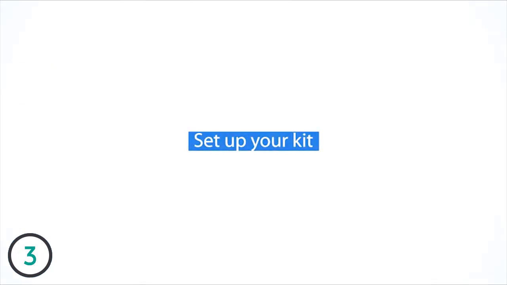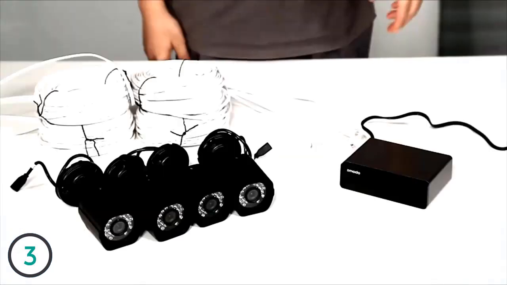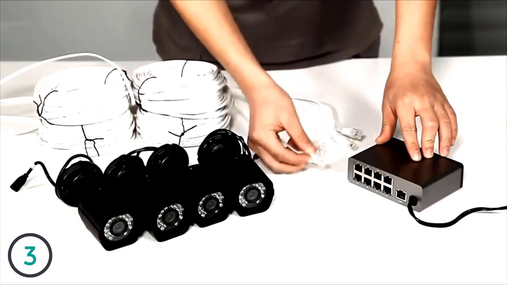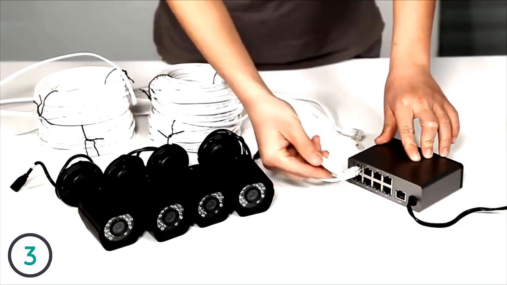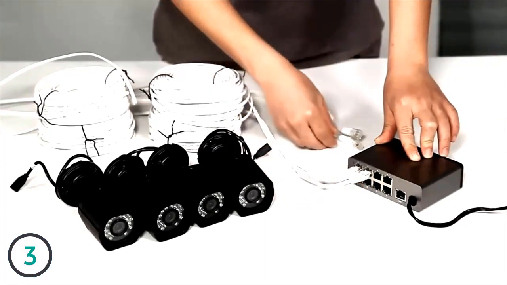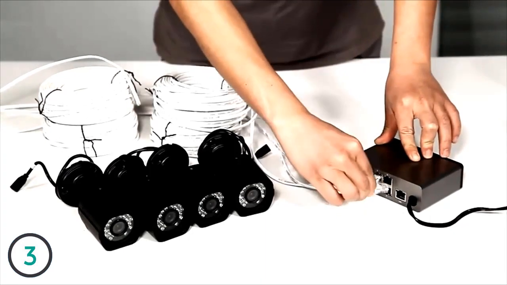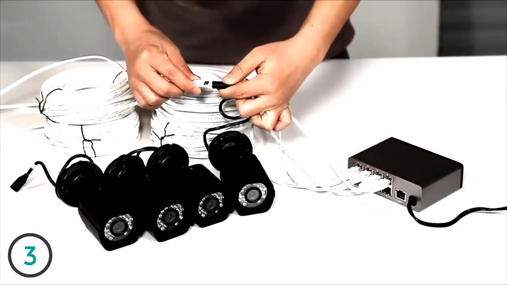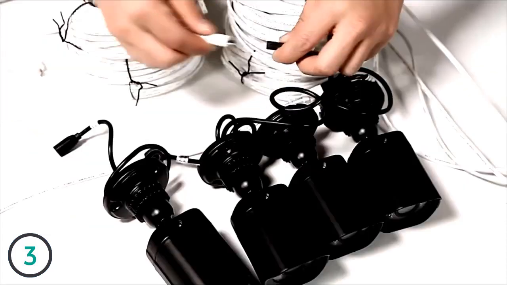Setting up your kit is easy. Connect the cameras to the SPOE repeater using the provided cables. These cables transfer data and power the cameras simultaneously. Please connect all the cameras before proceeding to the next step.